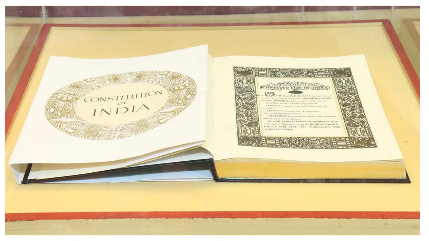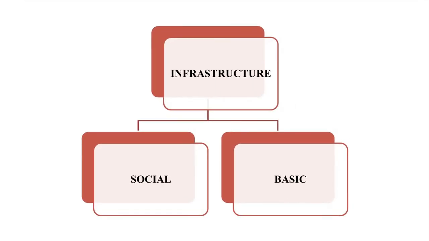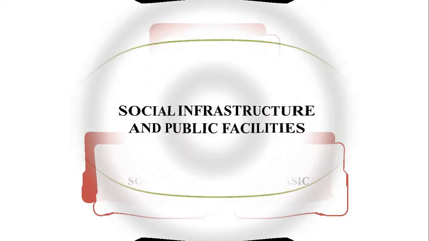The idea of a welfare state is enshrined in the Indian Constitution, but economic prosperity is essential for social welfare, and for economic prosperity, a developed basic infrastructure is necessary. Now, infrastructure can be divided into two categories. First, social infrastructure, which consists of water supply, sanitation, health and housing, etc. Second, physical and basic infrastructure, in which electricity, transport and means of communication, etc. are included. Let us begin with public facilities and basic social infrastructure.